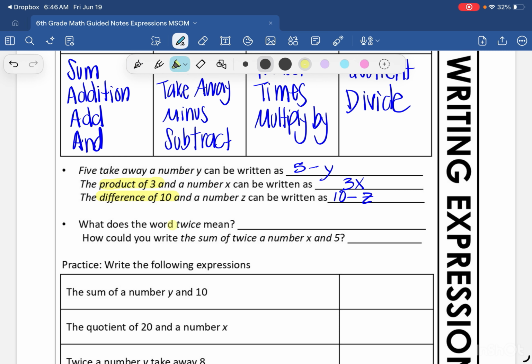What does the word twice mean? Twice means double in value. How could you write the sum of twice a number X and 5? So remember, twice is double, so I could write twice a number X, so that could be 2X, because we double the X in value, and then sum is addition, so plus 5. Twice a number X and 5.